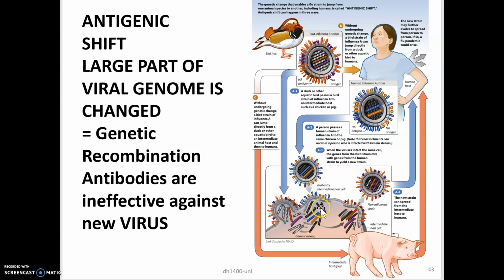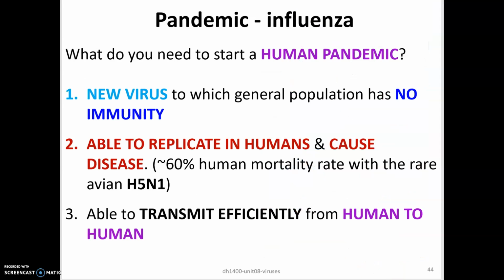And as a result of that, we get a virus that is quite different from the 2 viruses that entered. When that happens, we get this genetic recombination. The antibodies that we have in our body already are ineffective against this new virus, so the new virus can infect cells without being slowed down by the immune system. Now, these new viruses, because of antigenic shift, can lead to a human pandemic.